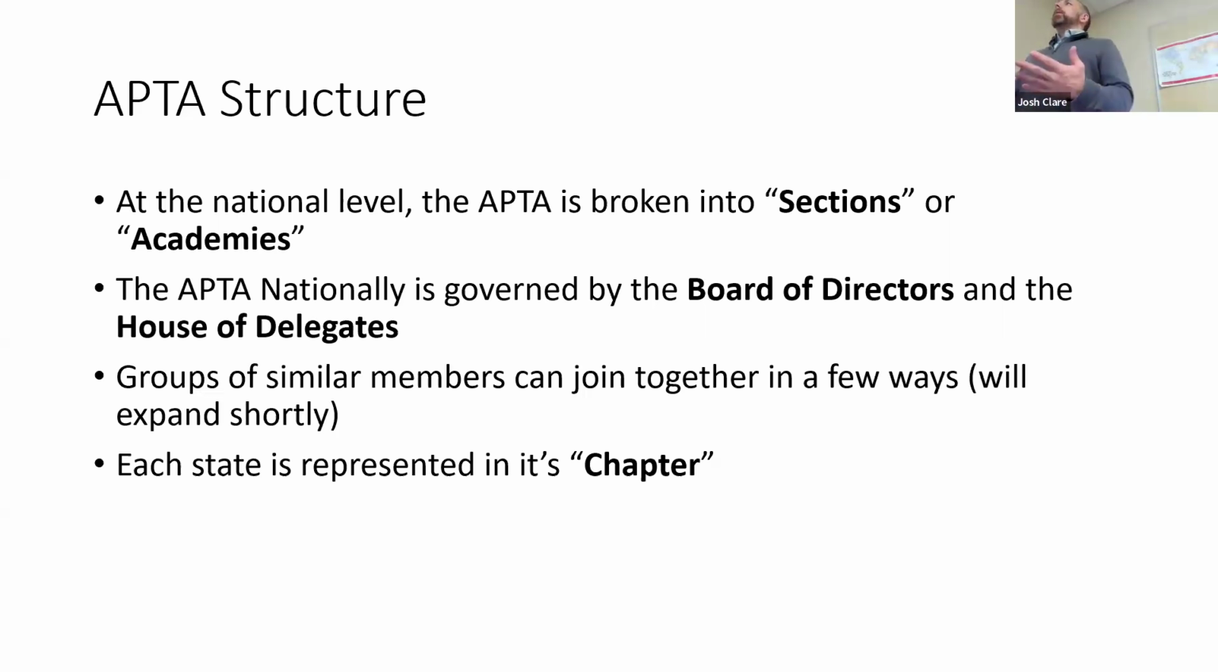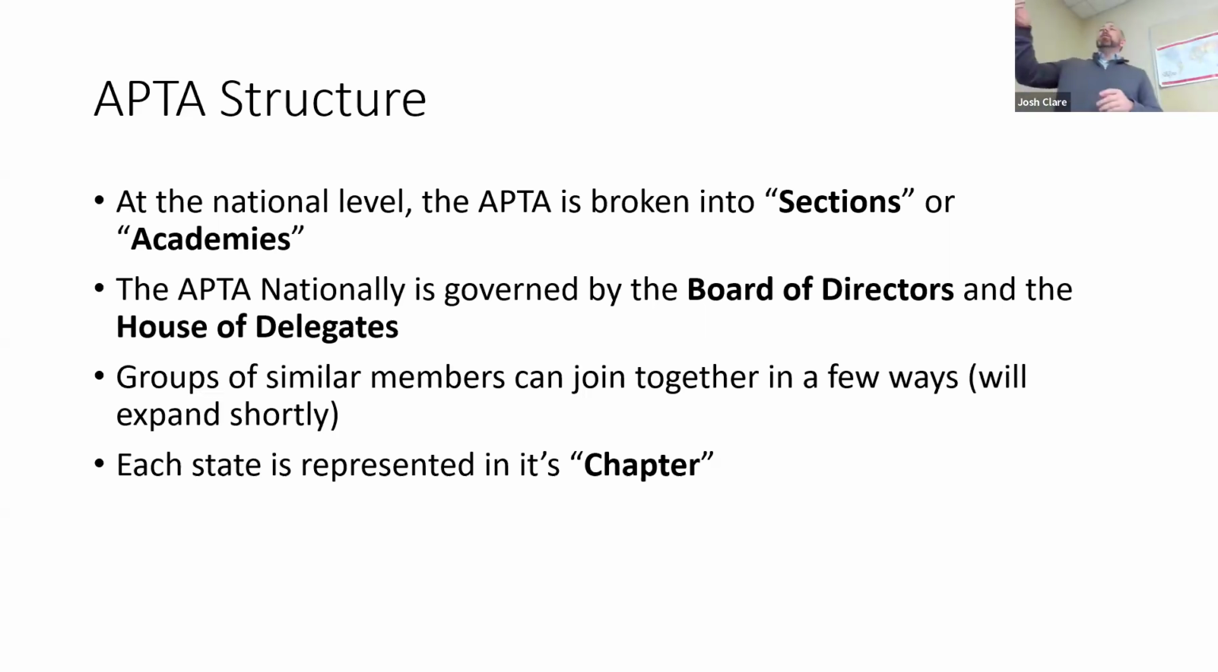So how is the APTA structured? Nationally broken into academies or sections, governed by the board of directors and House of Delegates. The House of Delegates is the policy-making body of the APTA. Each chapter gets to send a delegate, so it's a little bit like Congress, where each state gets its own person to vote on it. The board of directors is 16 elected members who guide the APTA in a variety of ways.